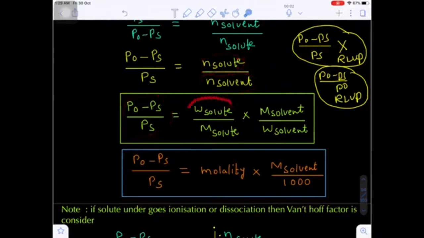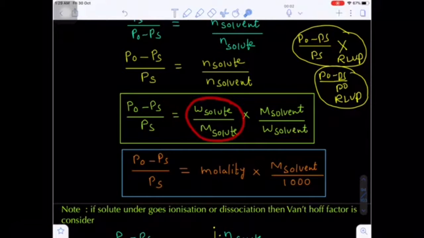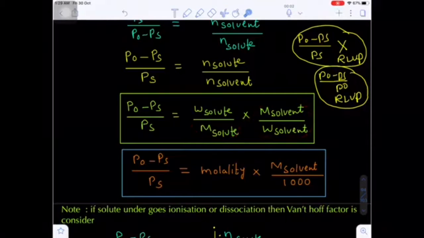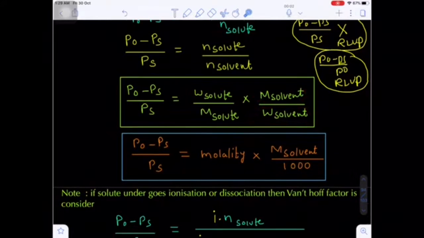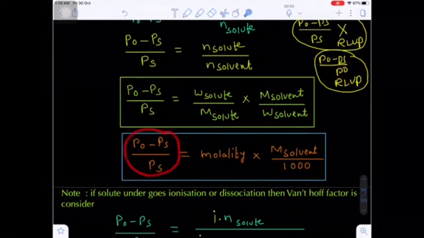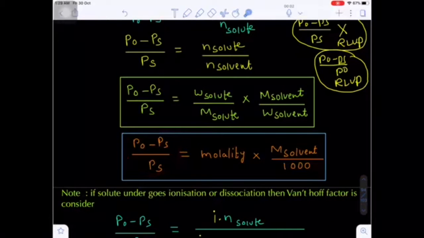Number of moles of solute is given mass of solute upon molar mass of solute, divided by number of moles of solvent, given mass of solvent upon molar mass of solvent. So molar mass of solvent goes to the numerator and weight of solvent in the denominator. So (P0 minus Ps) by P0 will be equal to, we know molality, it is the number of moles of solute present in 1 kg weight of solvent, otherwise 1000 grams of solvent.